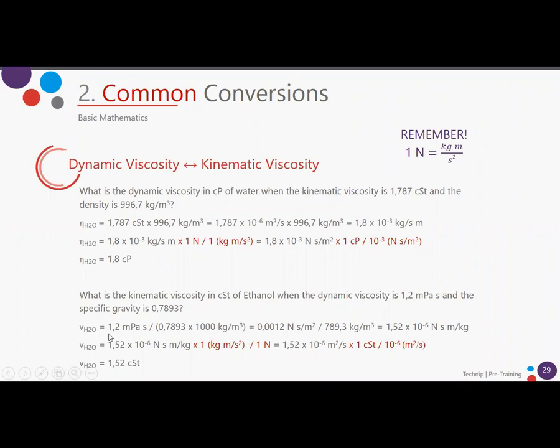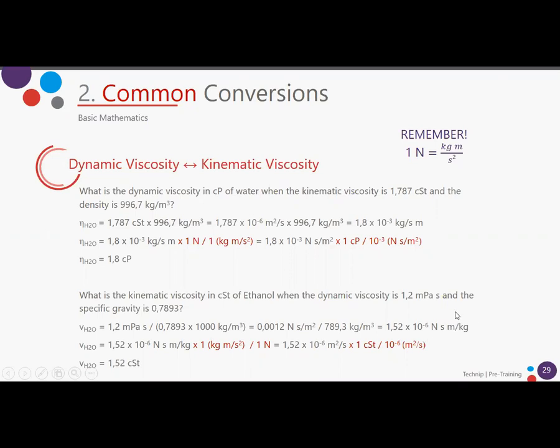And then what we also have to do is we convert the millipascal seconds to Newton seconds per square meter, which is 0.0012, or multiplied by 10 to the power of minus 3. And at the end, what we will have is 1.52 multiplied by 10 to the power of minus 6 Newton seconds meter per kilogram. So here also we have some strange unit.